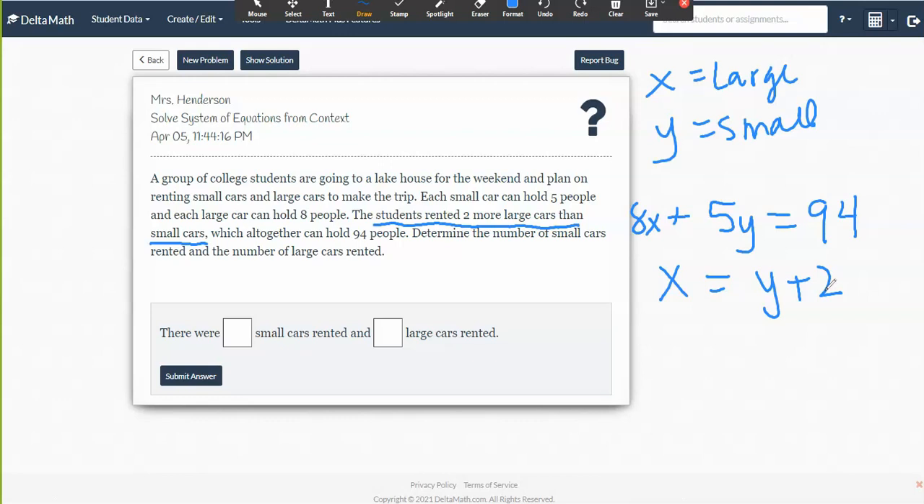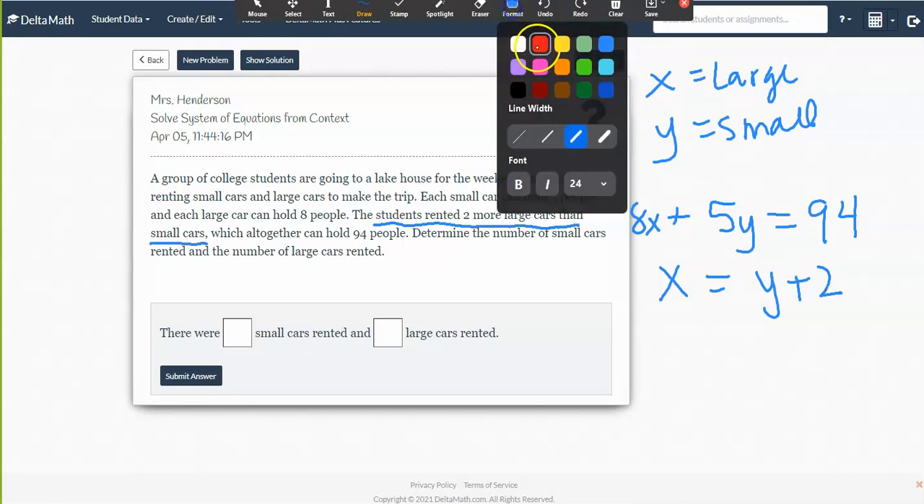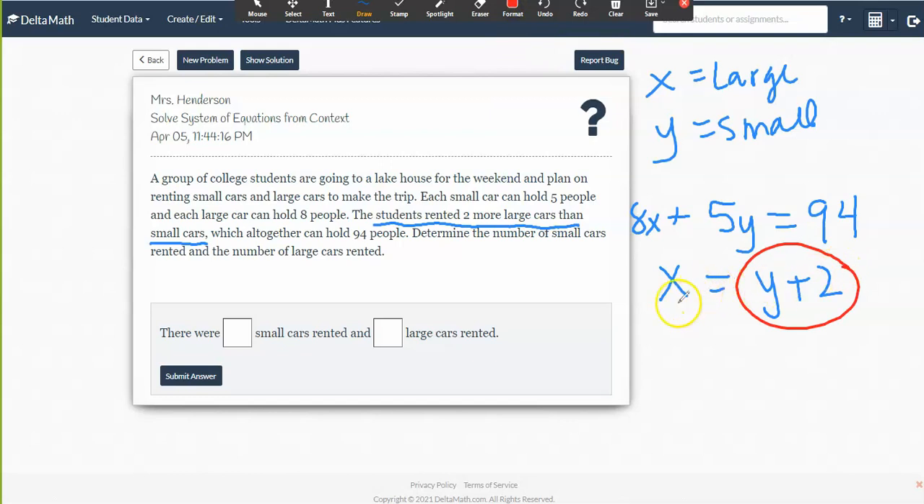So what I'm going to do is use the substitution method because this is already solved for, or isolated for, x. So I'm going to substitute that into that value of x. So the 8 stays, but the x is going to be replaced with a y plus 2.